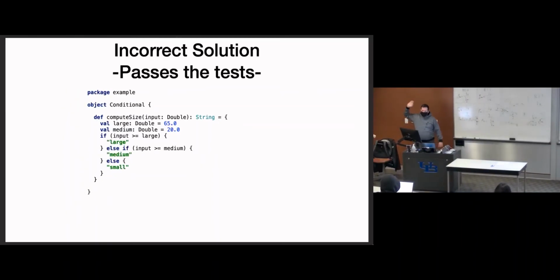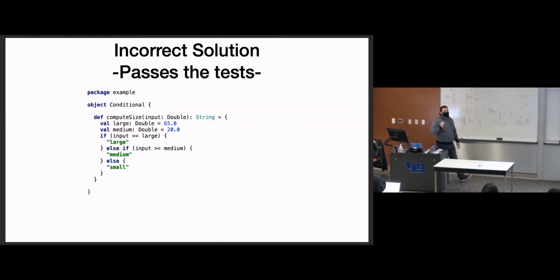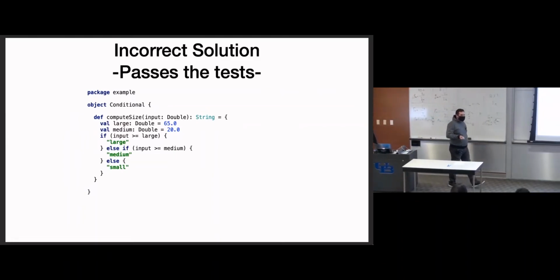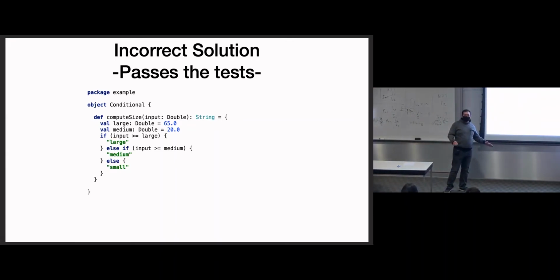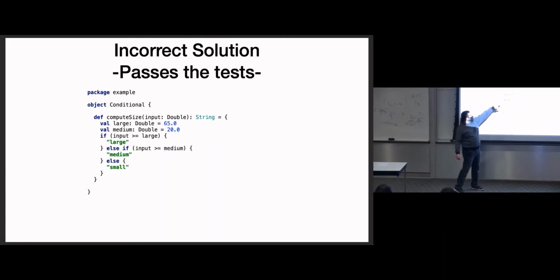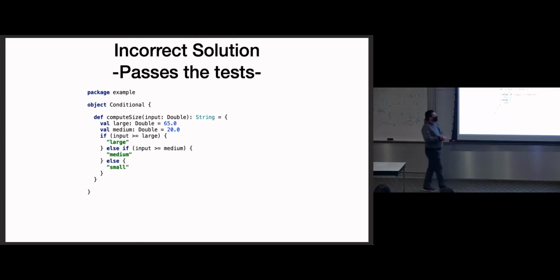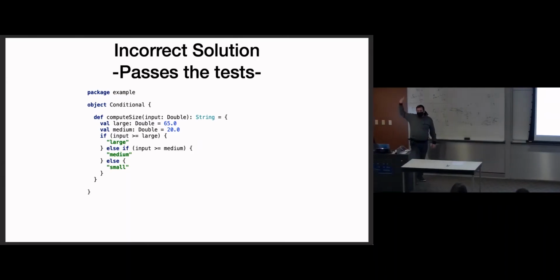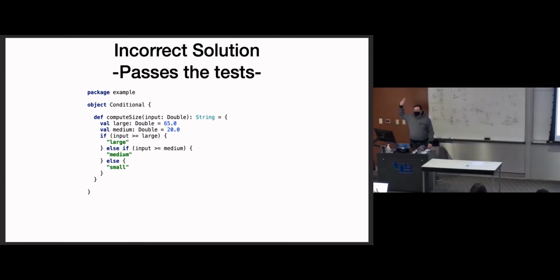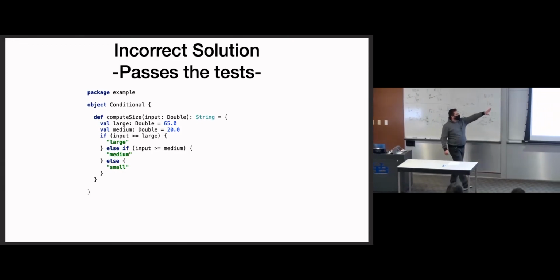Here's an incorrect solution. I'm changing the boundaries to 65 and 20. This is wrong. This is not what the method is supposed to do. It's going to check for the wrong boundaries. 65 and 20 are not what it's supposed to be. It's supposed to be 60 and 30. But it passes those three test cases. So we have a test suite that's accepting an incorrect solution, a pretty blatantly incorrect solution.